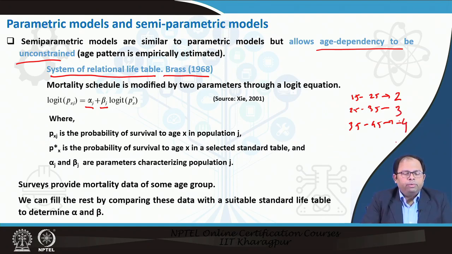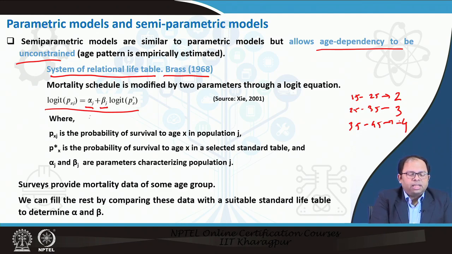But next, when we use the equation, the mortality schedule is modified by two parameters through a logit equation as given by Brass. So, here we can see the equation where we have two parameters alpha and beta. These are the parameters characterizing this particular population group or subgroup, whichever age group they are in, and Pxj is the probability of survival to age x in population group j, and P star x is the probability of survival to age x in a selected standard table. So, this is the rate being considered.